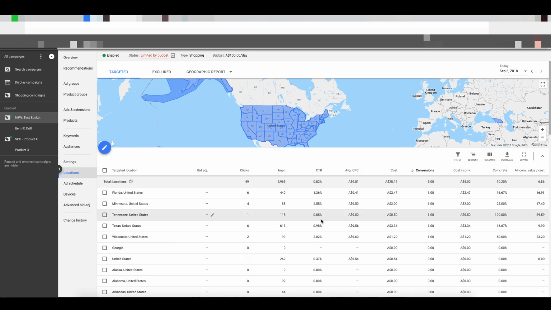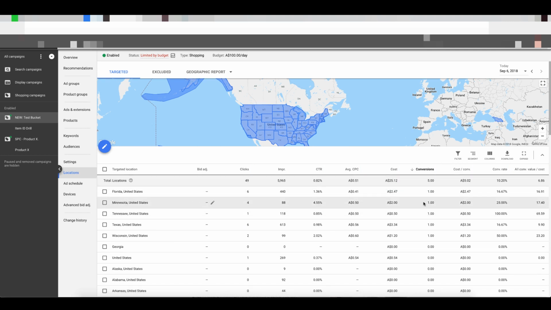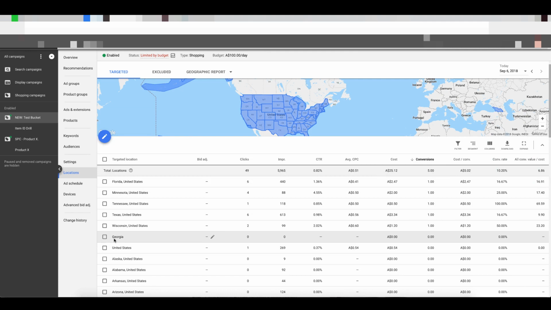So let's say Minnesota. Let's say one of these down here. Let's say Georgia had a low ROAS, an unprofitable ROAS relative to the other states at 15 conversions. Then I'd come in here for Georgia. I'd decrease by 5%. And then I'd wait until there were 30 conversions in Georgia. Then I'd make another bid adjustment depending if the ROAS was good or not. So those are pretty simple rules.